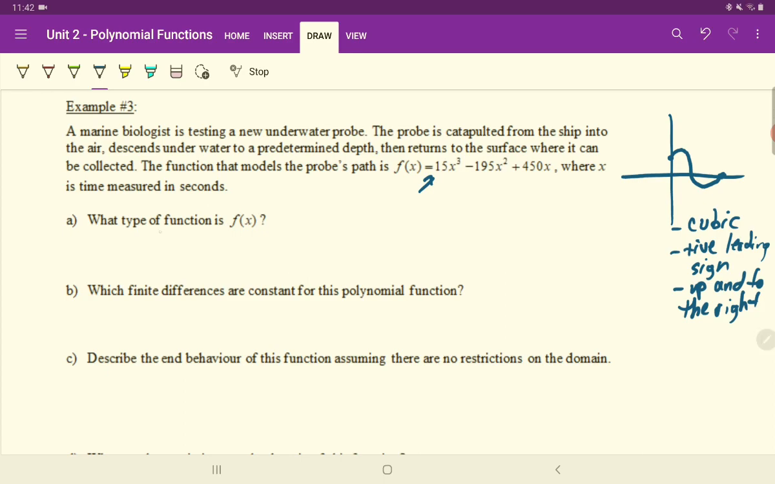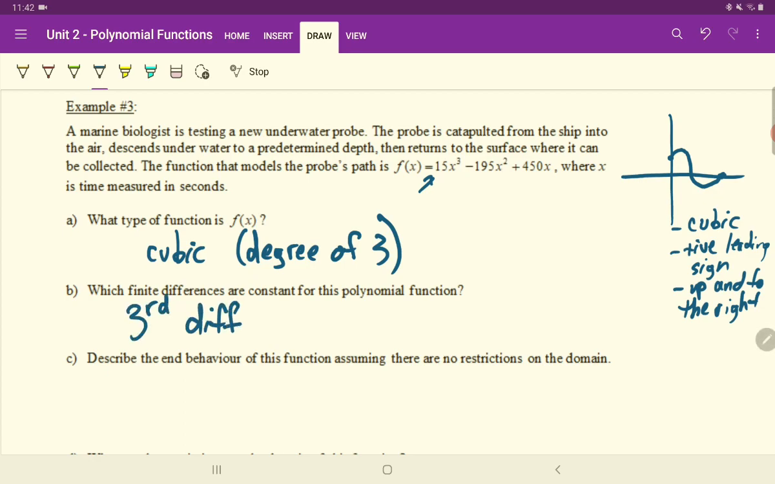Okay, and we have a cubic function, because of the degree 3. Okay, which finite differences will be constant for this function? Well, it is definitely going to be the third differences. Remember, we did this in the last lesson or a few lessons ago. The third differences will be constant if it is a cubic function.